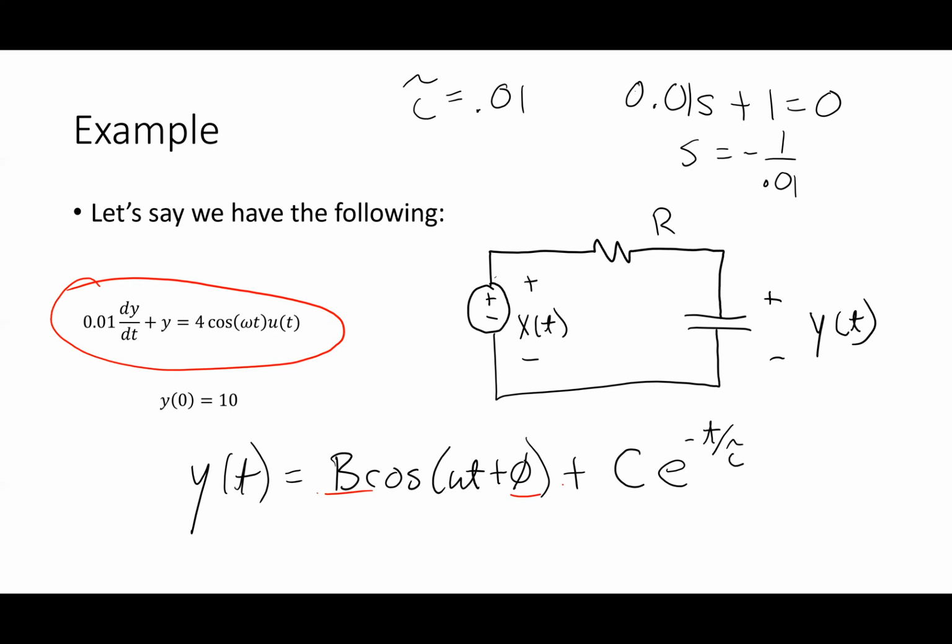What do we always know though? If I have a cosine as my input, what do I know about the output? Always, frequency. I know the frequency. And I know that my transient response is going to be an exponential, a decaying exponential. So we know that, and we needed to use that.